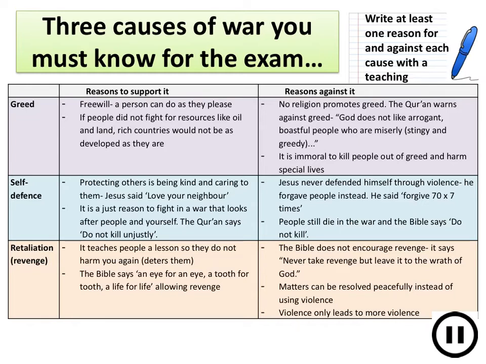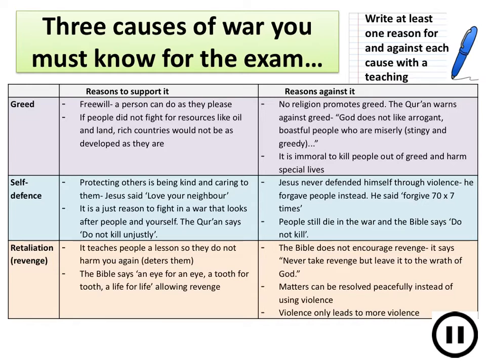On the other side of the argument, self-defence could be seen as something which is not a good reason to go to war. Jesus never defended himself through violence. He forgave people instead. He said, forgive 70 times 7 times. And in the Garden of Gethsemane, when he was arrested, he refused to fight back and told his disciples to put down their swords. Christians try to be as much like Jesus as possible, and by following his example, they wouldn't even go to war for self-defence.